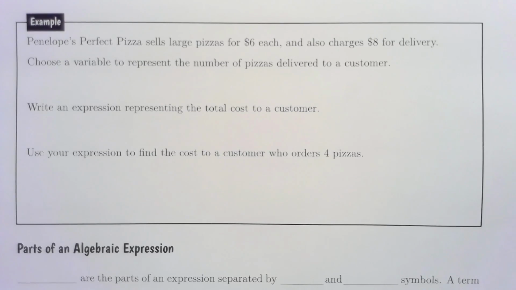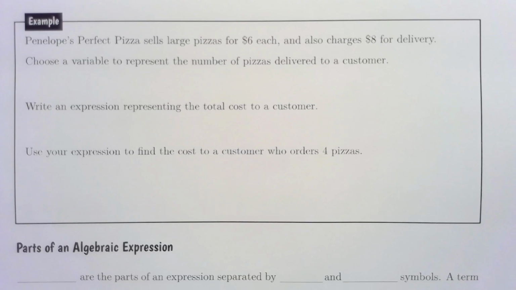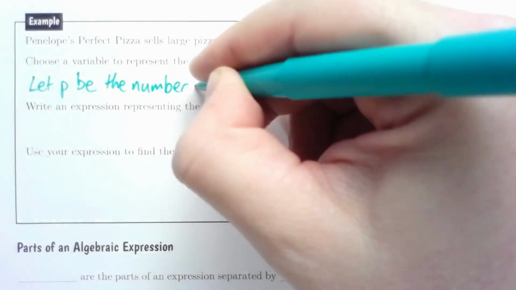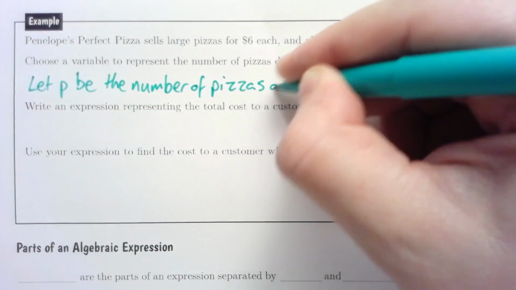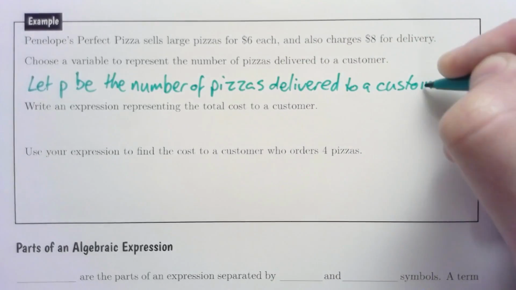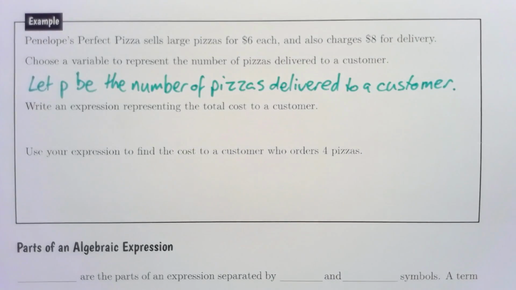Let's look at how we might do this with a word problem. Penelope's Perfect Pizza sells large pizzas for $6 each and also charges $8 for delivery. So the first part of the question asks us, choose a variable to represent the number of pizzas delivered to a customer. We can choose whichever variable we want, but I'm going to use P because that's a convenient way of representing pizza. When you choose your variable, think of something that will be easy to remember. So we write down, let P be the number of pizzas delivered to a customer.